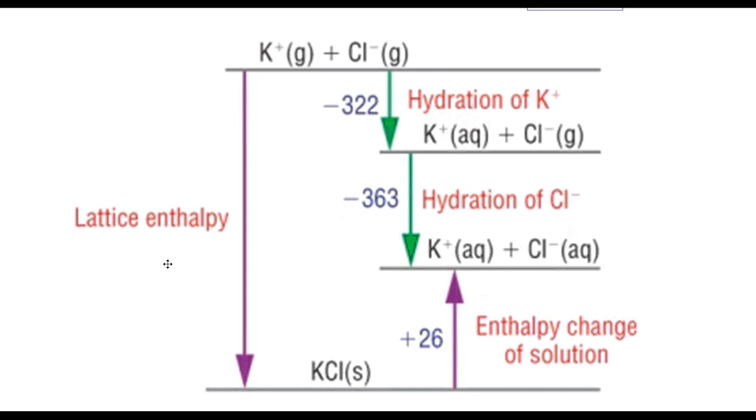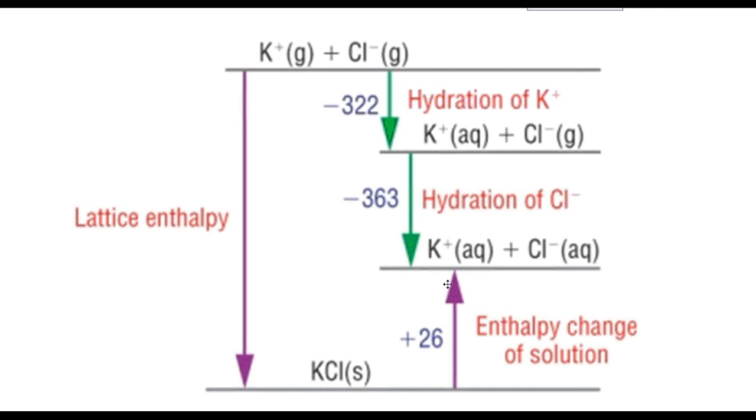So here is a Born-Haber cycle of solution for the solution of KCl. Once again, KCl solid is at the bottom. Okay, and our enthalpy change of solution is the first one up, where we've gone to K plus AQ and Cl minus AQ. That's been an endothermic process. These won't always be endothermic. It is important to note.